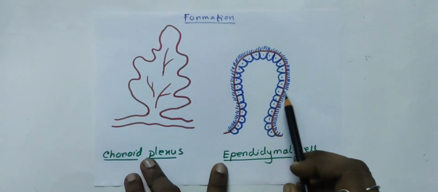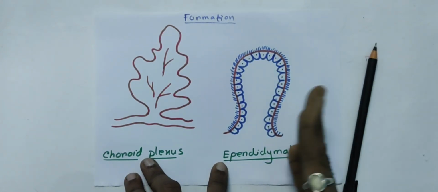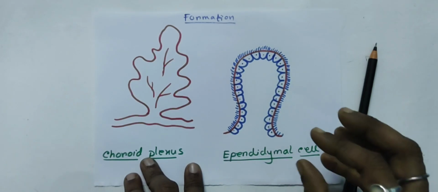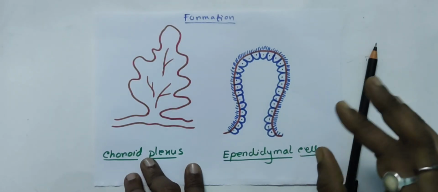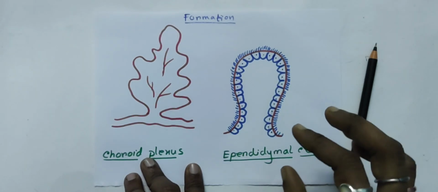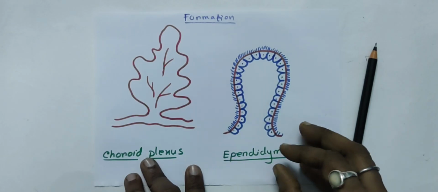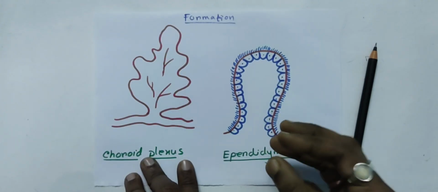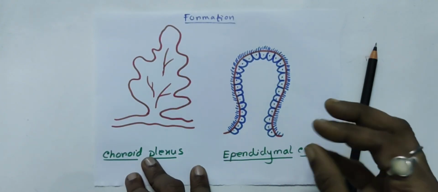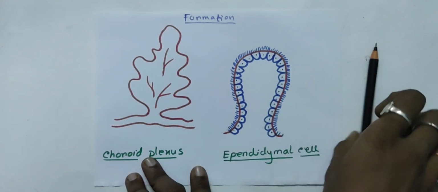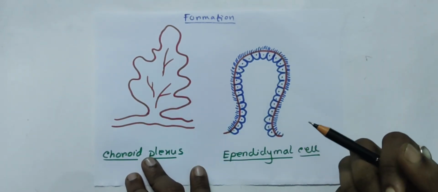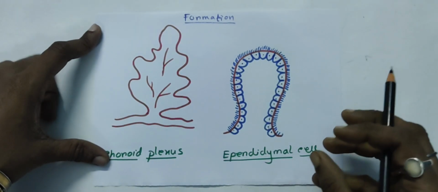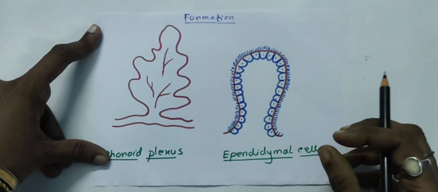They have cilia here, and that cilia helps the cerebrospinal fluid to move through the ventricles. So these ependymal cells are very important for the movement, for the circulation of the cerebrospinal fluid. The ependymal cells along with the blood capillaries form the choroid plexus, and the cerebrospinal fluid is formed by the choroid plexus. Since these are blood capillaries, blood plasma is filtered out from the capillaries. That filtered blood plasma is the cerebrospinal fluid.